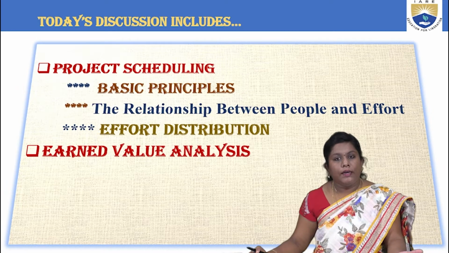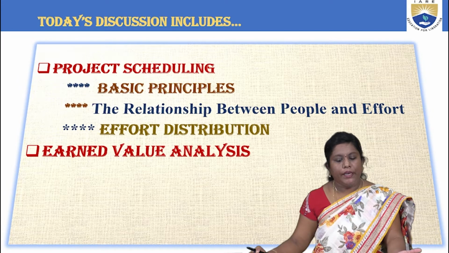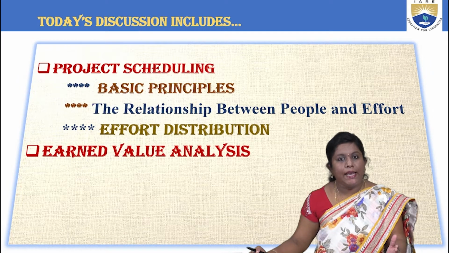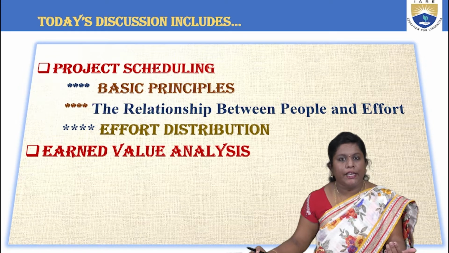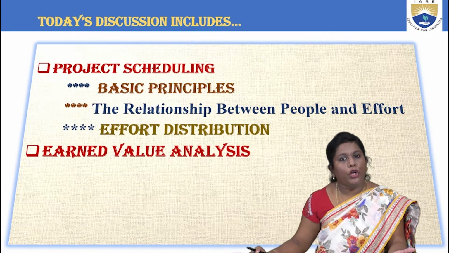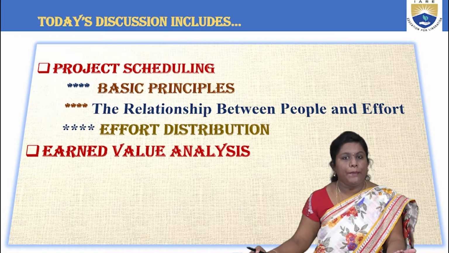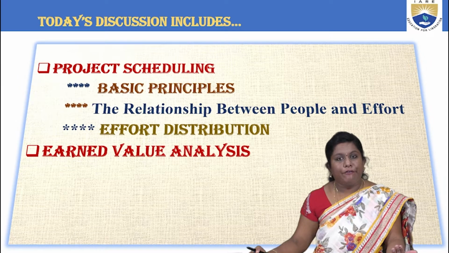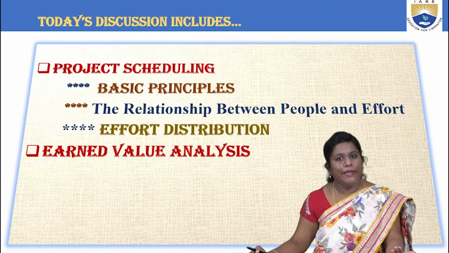Next is the earned value analysis, in short also termed as EVA. Here, once the schedule has been set, how are you trying to monitor the things that are scheduled? Giving an analysis of the things that have been stated in a project will be discussed under earned value analysis. So I repeat, our today's discussion will include project scheduling, the basic principles of project scheduling, the relationship between the people and the effort distribution. The second major topic is the effort distribution and the earned value analysis.